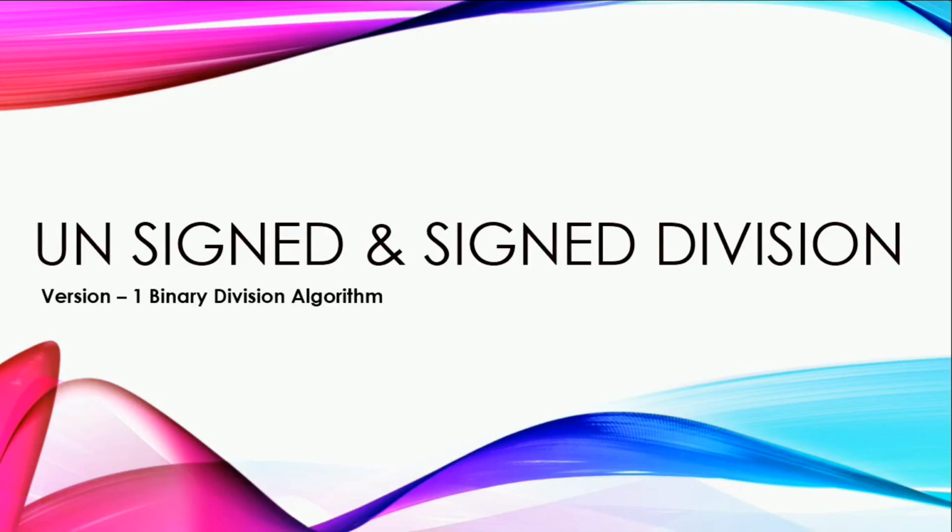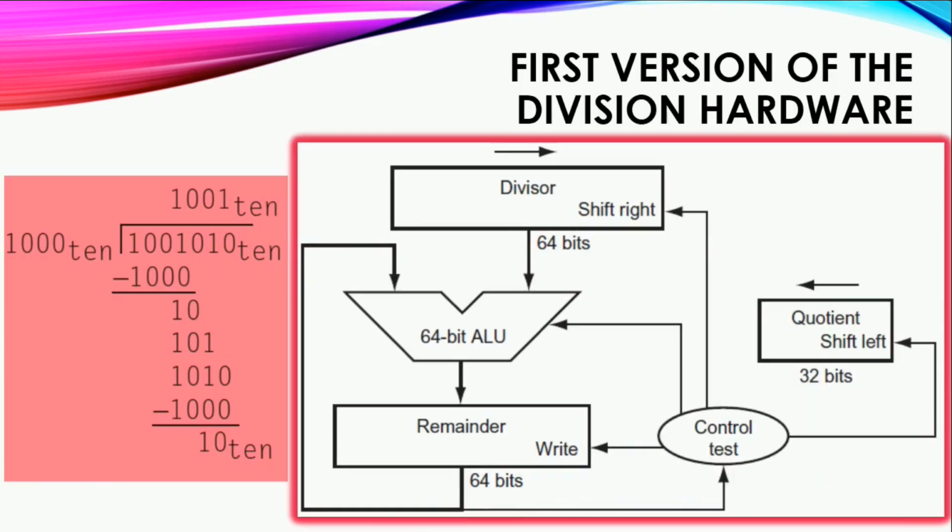Hello everyone. In this video we are going to discuss division of signed as well as unsigned binary numbers using the version 1 division algorithm. Division is the reciprocal of multiplication. This is the classical pen and paper method of division.